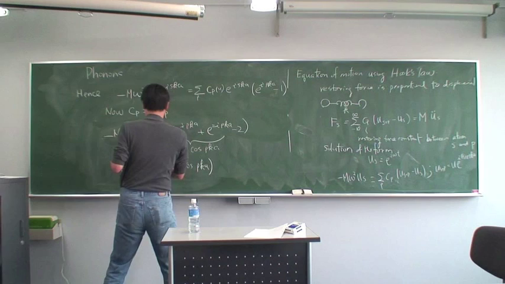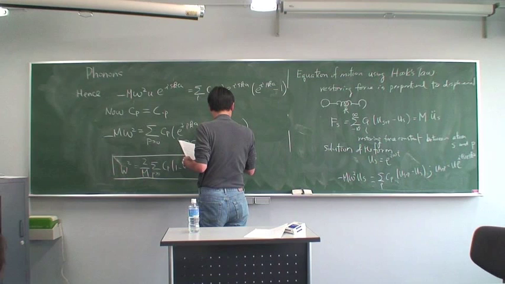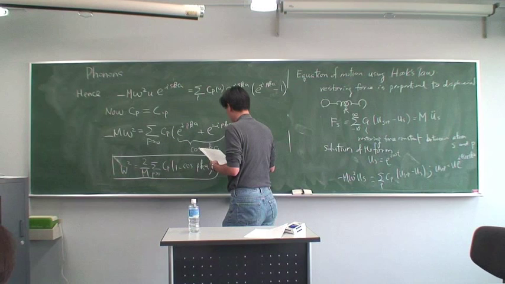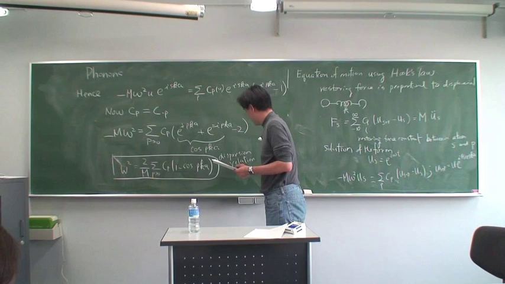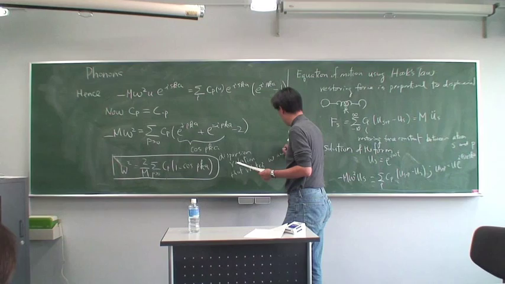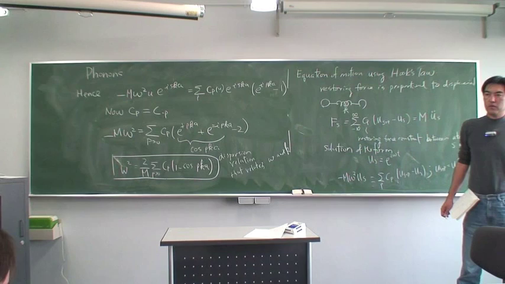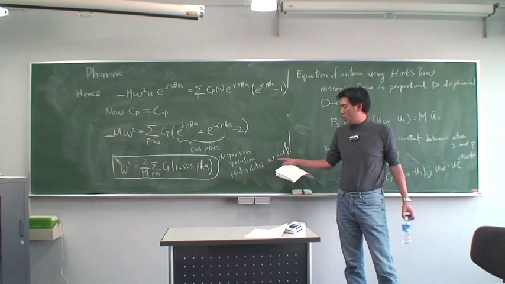So here we have a dispersion relation that relates omega and k. This is very similar to the band diagram. Remember, we always had E versus k. Now we have omega versus k.